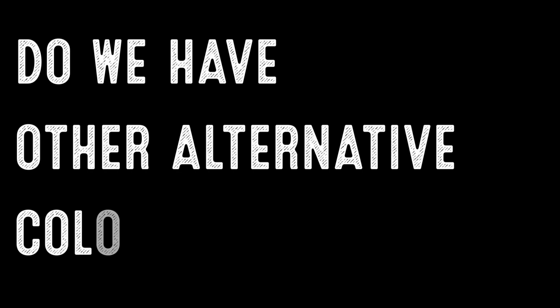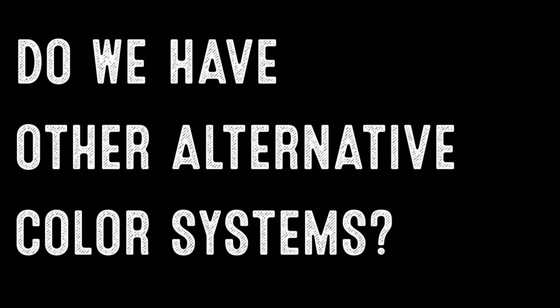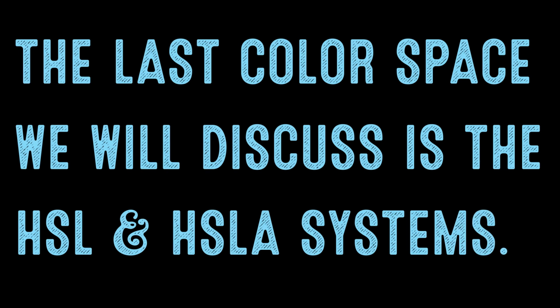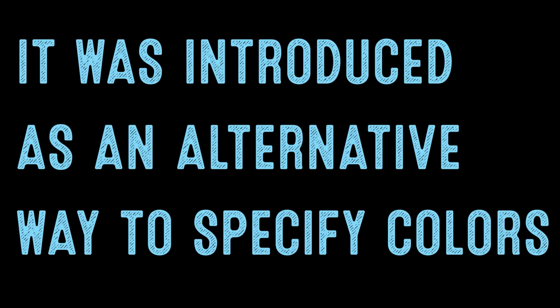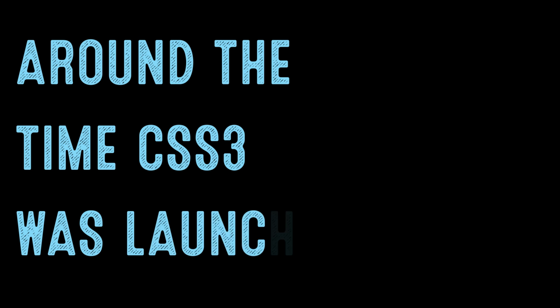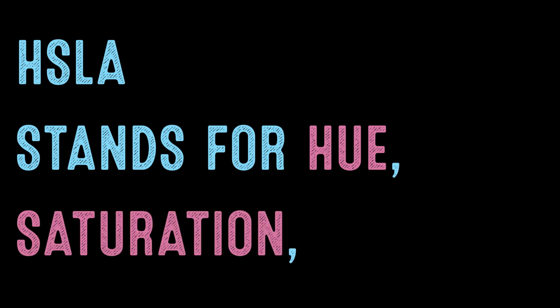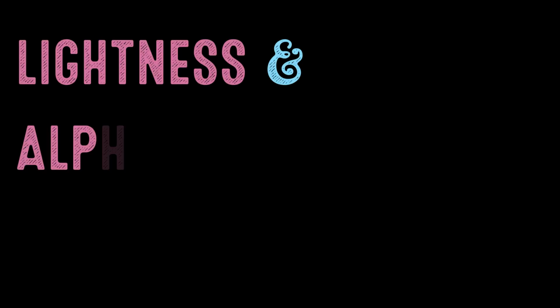The weekly code quiz. Do we have other alternative color systems? The last color space we will discuss is the HSL and HSLA systems. It was introduced as an alternative way to specify colors around the time CSS3 was launched. What is HSLA? HSLA stands for hue, saturation, lightness, and alpha.